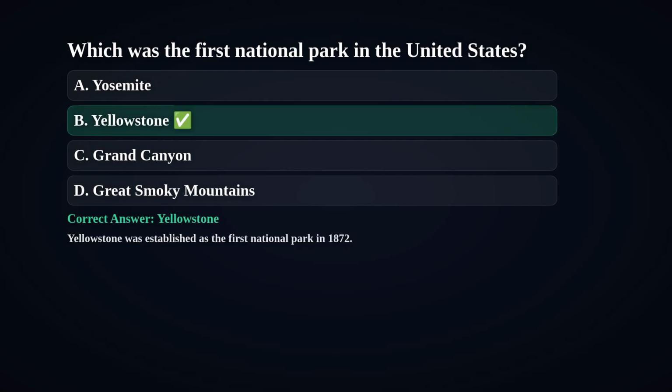The correct answer is B. Yellowstone. Yellowstone became the first U.S. national park in 1872, often considered the first national park in the world.